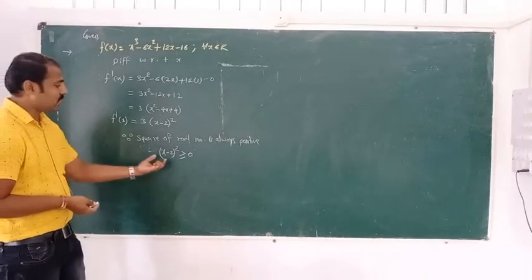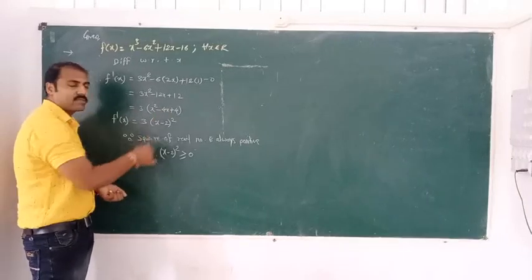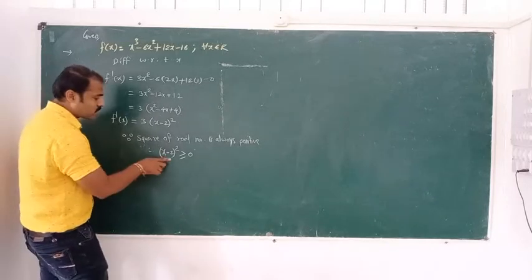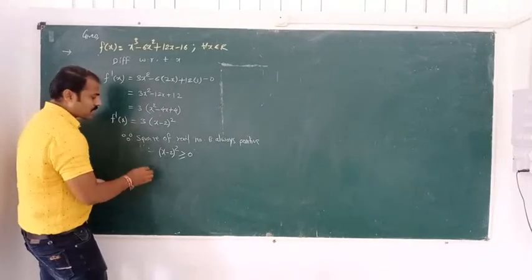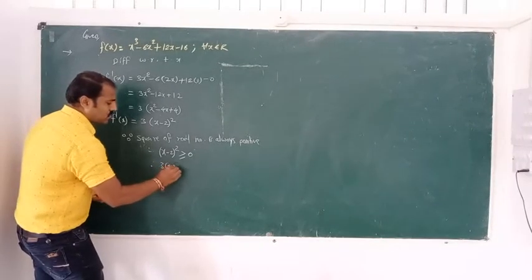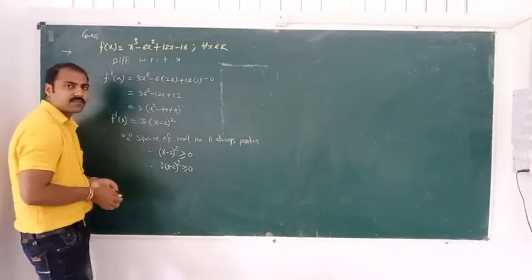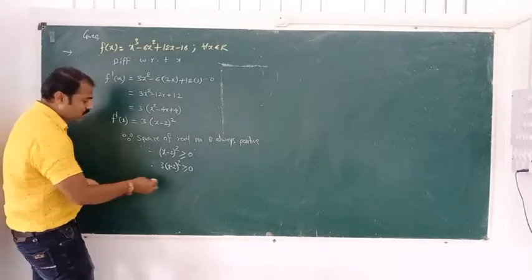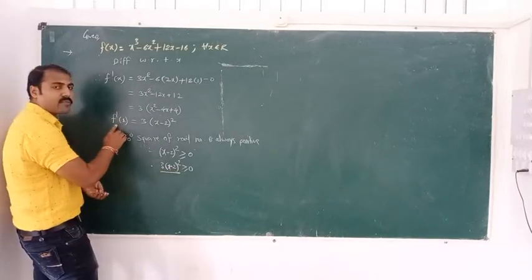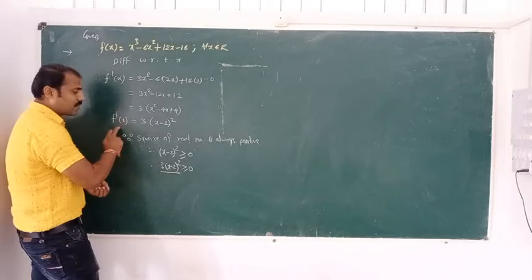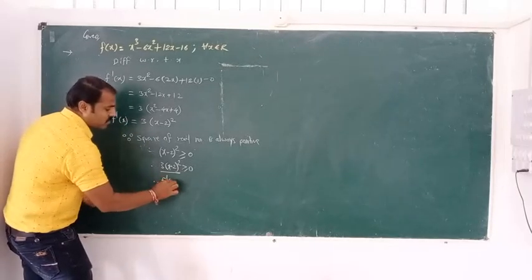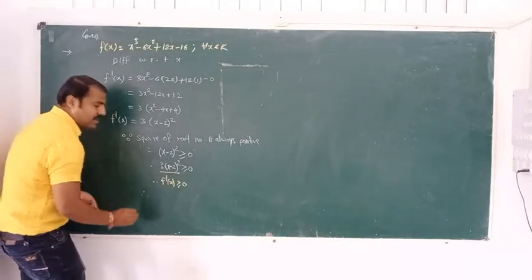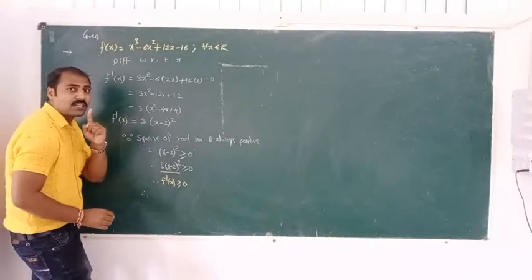(x minus 2) whole square is greater than or equal to 0, since it is a square of x minus 2. The square of a number is always positive, so (x minus 2) squared is positive. Multiplying both sides by 3, therefore 3 into (x minus 2) squared is greater than or equal to 0. But what is this quantity? It is nothing but f dash of x. So f dash of x is greater than or equal to 0. Therefore, I can say here the derivative is positive, so the function is increasing.